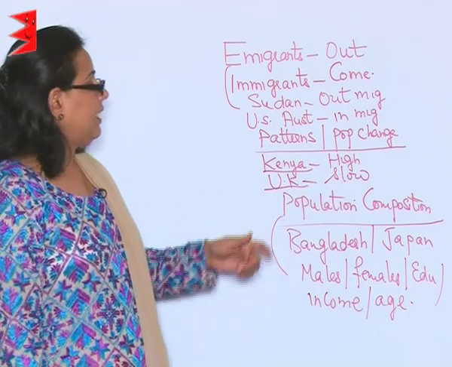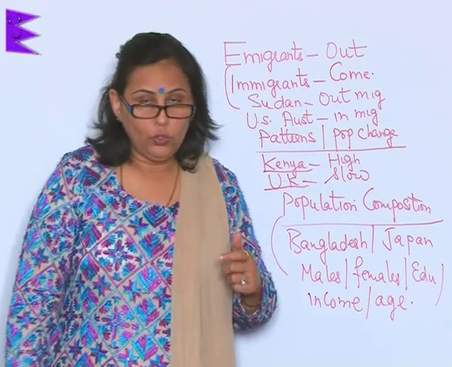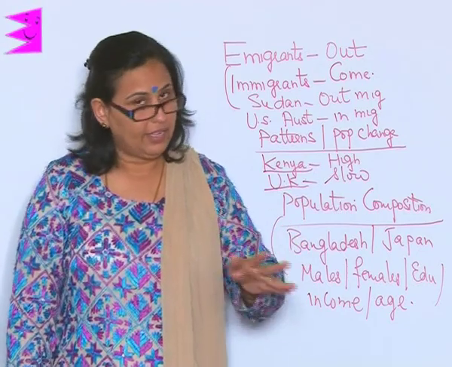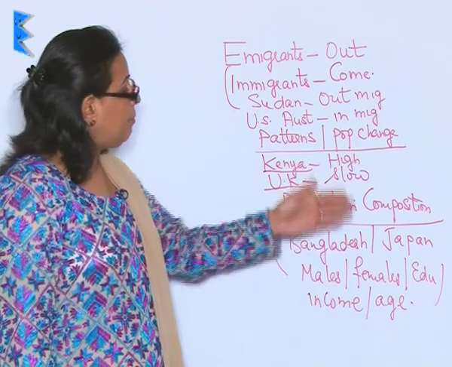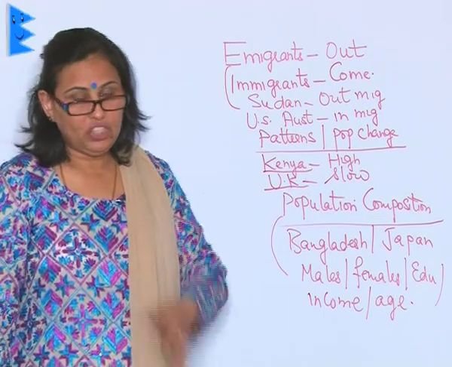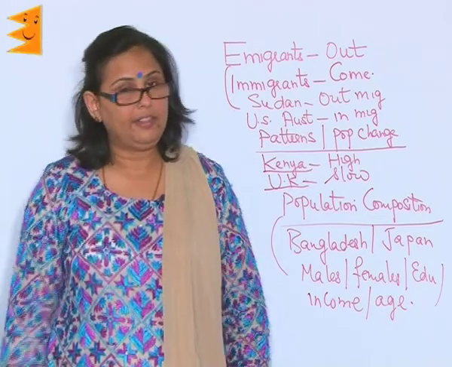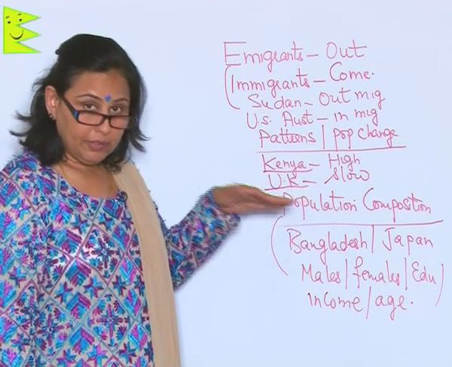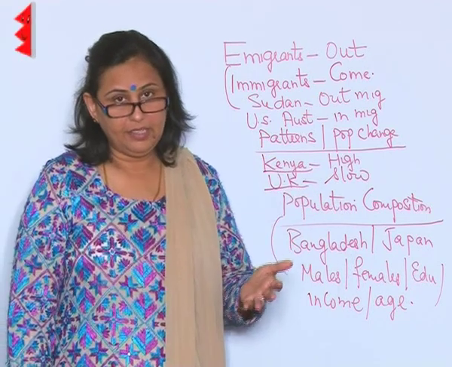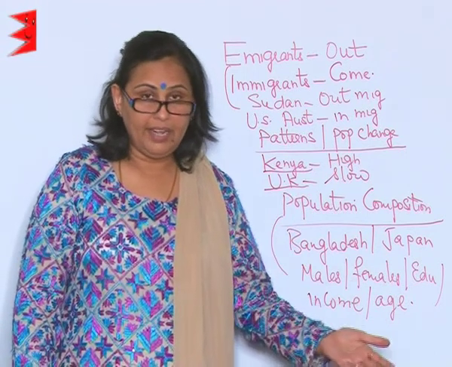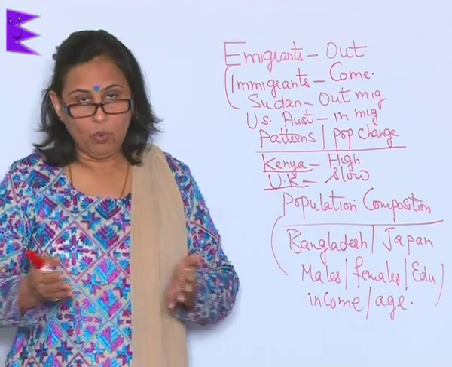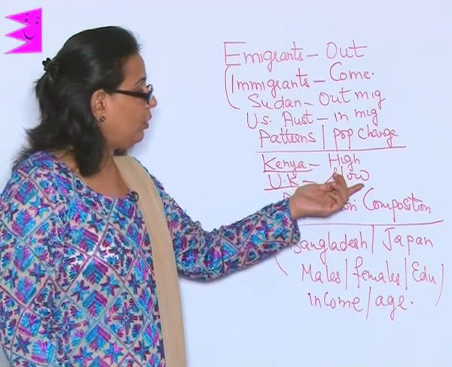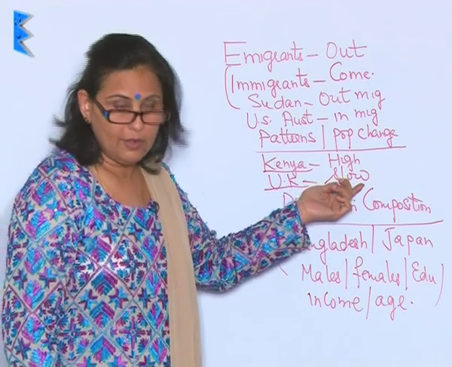The reason is that in Kenya, due to better medical facilities, the number of deaths has decreased, but the birth rate has increased, which has led to the rise in the population. But in UK, though there are better medical facilities, the birth rate and the death rate both are low. That is why the growth in the population is slow.